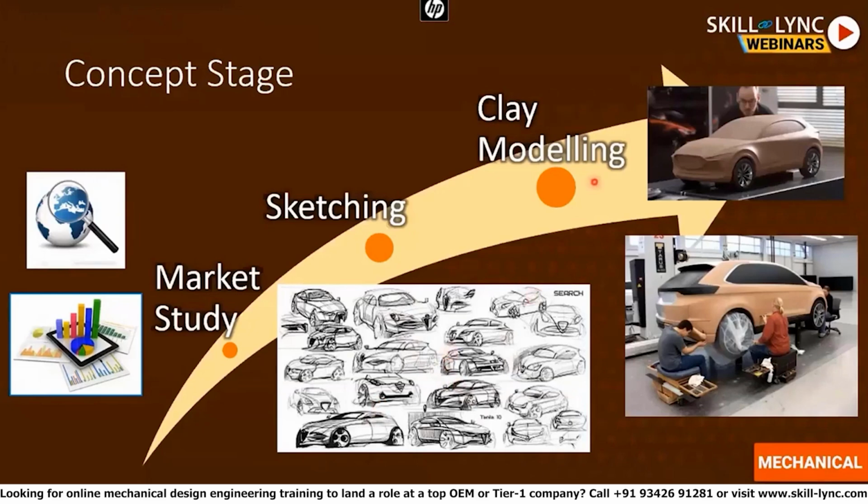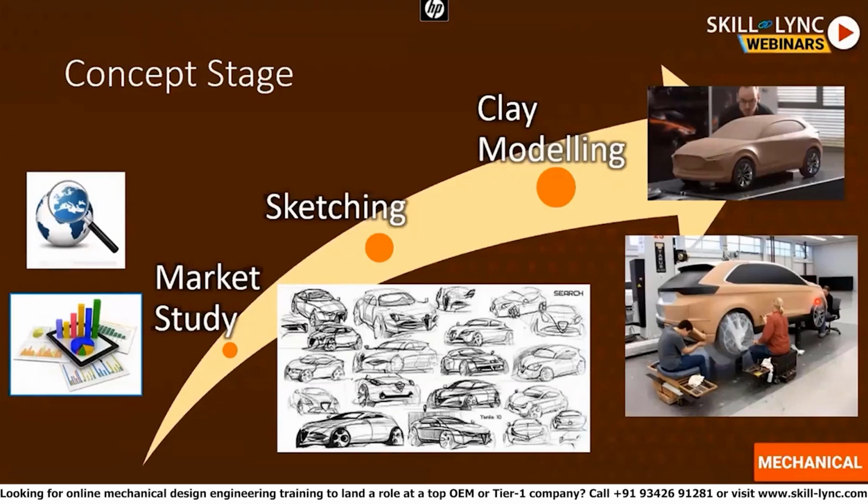After sketching, they go for the clay modeling. Clay modeling is one specific, one distinguished process in the product development followed in the automobile industry. So this clay modeling will typically be done to show you how the car looks like. It starts from the miniature clay model to the full size car clay model.